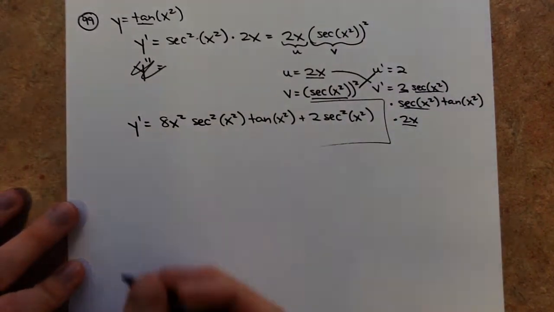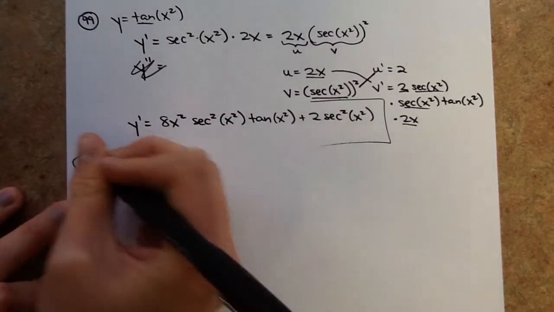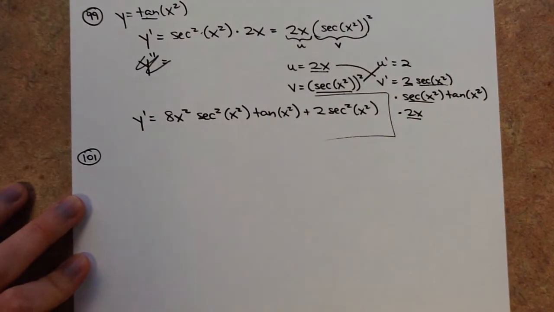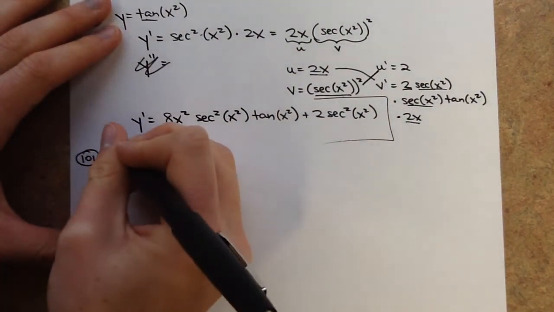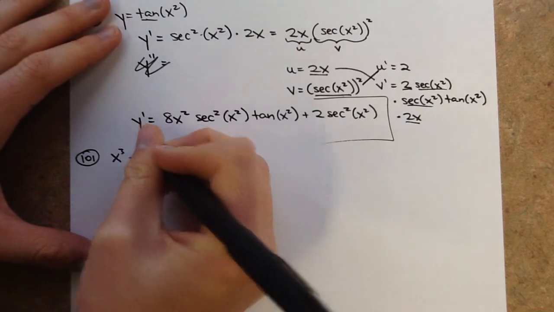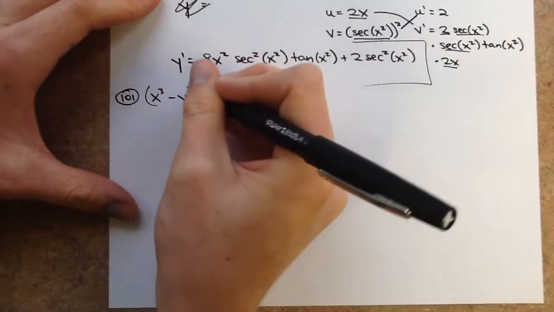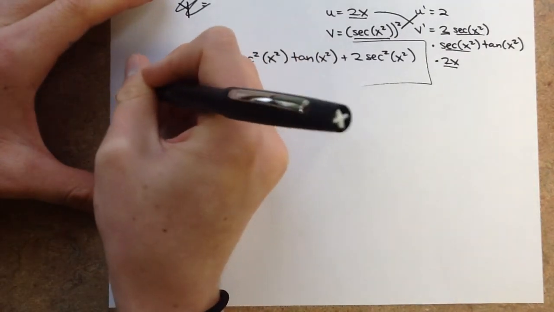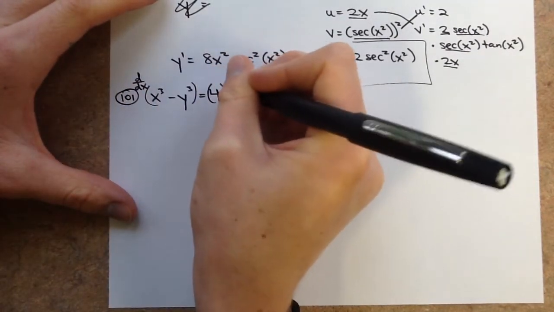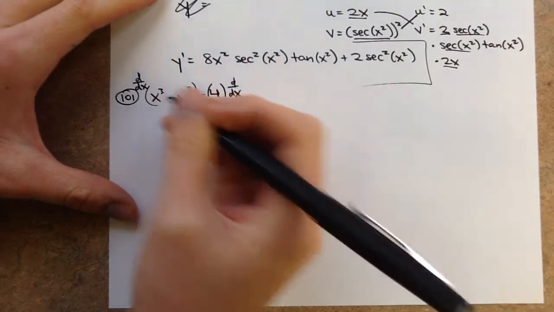All right, so that is number 99. Then I have 101. 101, I am doing a little bit of implicit differentiation here. I'm asked to compute the derivative with respect to x. So I start by taking the derivative of both sides with respect to x. This one's not a bad one at all. Okay, so I start piece by piece.